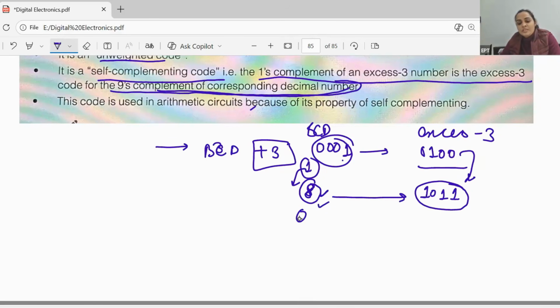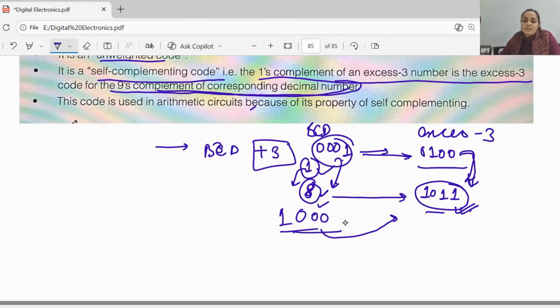So how will you write 8? 1000 is 8. Now XS3 code of this is going to be this only, 8 plus 3. So if you perform the nines complement on this number, then if you directly take the complement of the XS3 code, its equivalent XS3 code, you will get the complement of this. This statement is very important.